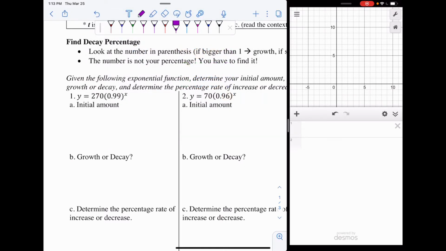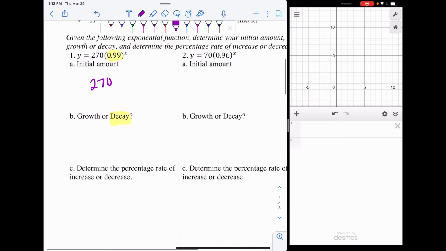So if I look at my first example, I have y equals 270 times 0.99 to the x power. I know that the number hanging out by itself, or the number attached to my parentheses, is my initial amount. So 270 is my initial amount. Now I have to look at the number inside my parentheses, my 0.99, and figure out, is that growth or decay? Well, the number 0.99 is less than 1, so this is an example of decay.